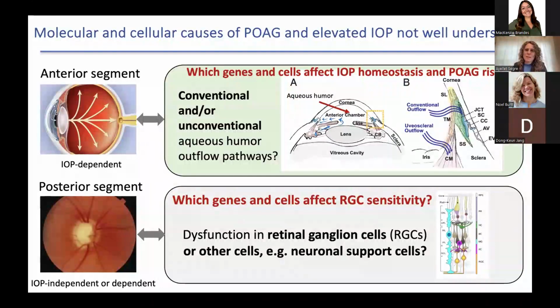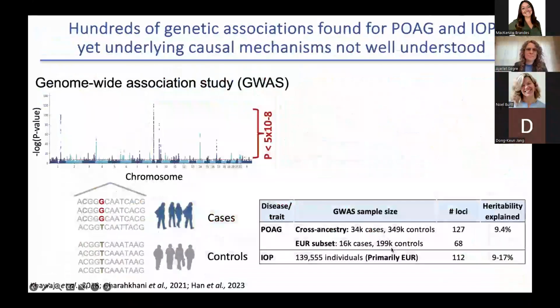So some of the kind of open-ended questions are, what are the genes, biological processes, and cells that are affecting intraocular pressure, homeostasis, and POAG risk in the anterior segments of the eye, in particular in the outflow pathways? And what are the genes and processes and cells that are affecting the retinal ganglion cells in the back of the eye? Is it dysfunction in the retinal ganglion cells themselves, or other cells that support the RGC, such as neuronal support cells or macroglial cells?